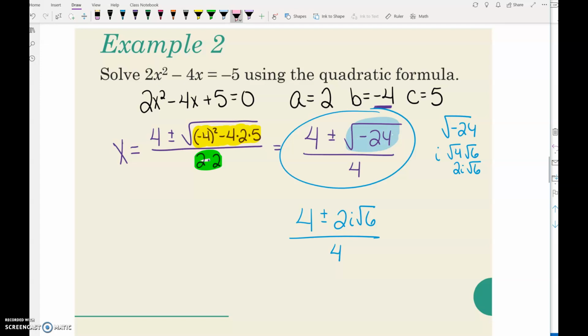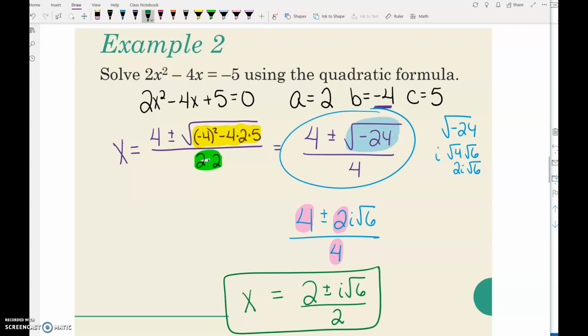Once you are done with the quadratic formula and simplifying that radical, you need to look at the whole number pieces. So you want to look at the 4, the 2, and the 4. What do 4, 2, and 4 have in common? They all have 2 in common. You can divide all of them by 2. So 4 divided by 2 is 2. 2 divided by 2 is 1, so that just becomes i square root of 6. And 4 divided by 2 is 2. So our final answer is x equals 2 plus or minus i times the square root of 6, divided by 2.